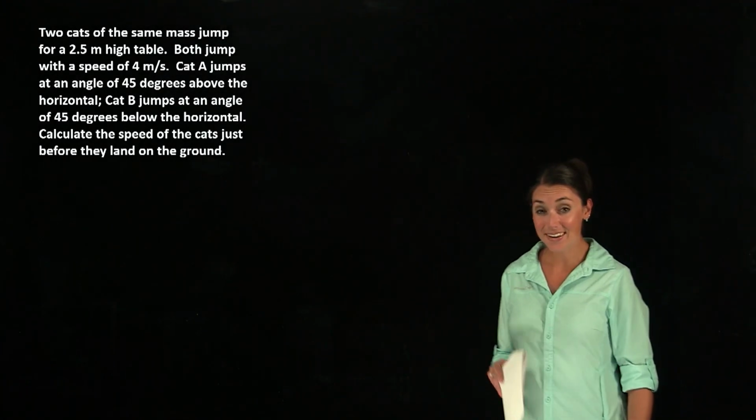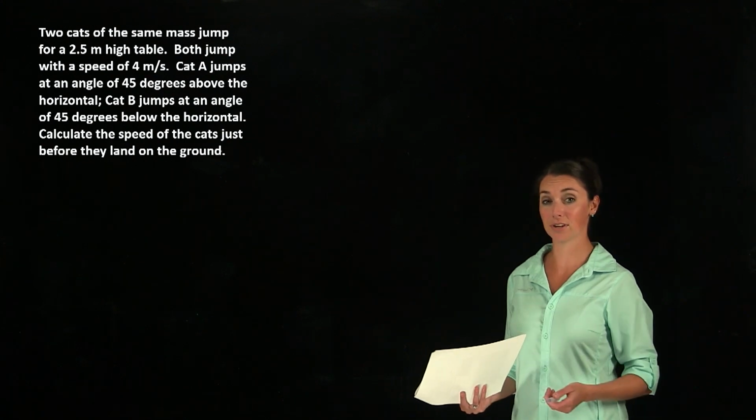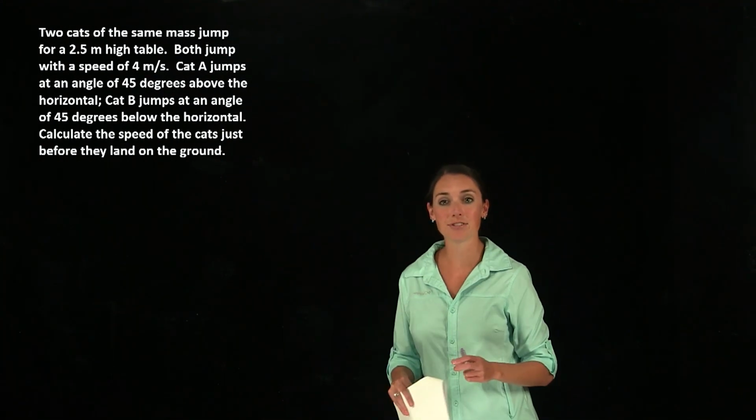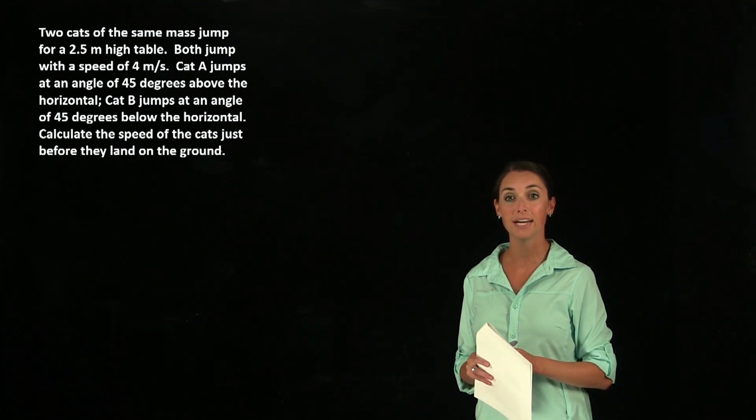Now we are going to do another question where we are looking at energy ideas to be able to solve the problem versus other things in physics we've learned already. So in this problem we have two cats of the same mass. They're going to jump from a 2.5 meter high table.